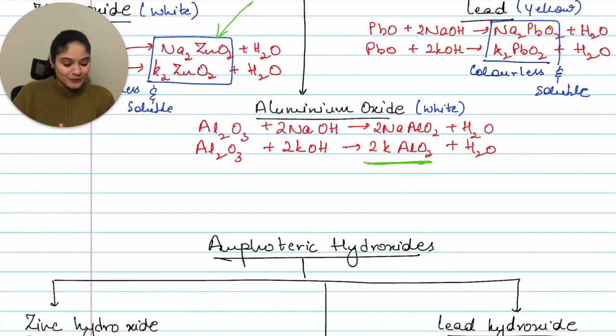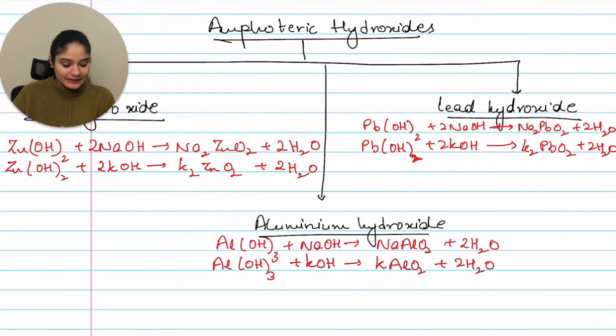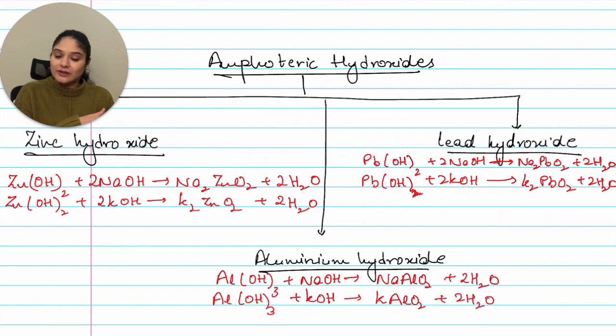Now let's move on to amphoteric hydroxides. You have zinc hydroxide reacting with NaOH giving you Na2ZnO2 plus water. Same thing, Zn(OH)2 with KOH giving you K2ZnO2 plus water. Exactly the same things are happening, only your reactants are changed. That means instead of oxide you have a hydroxide, but the entire reaction is exactly the same, but the balancing has changed. So make sure that you pay attention to the balancing of the equations.